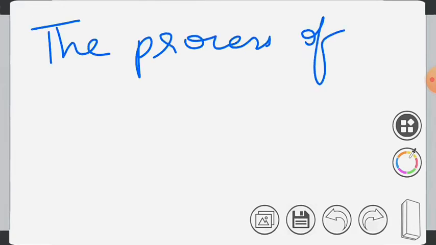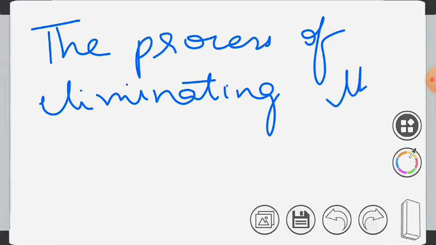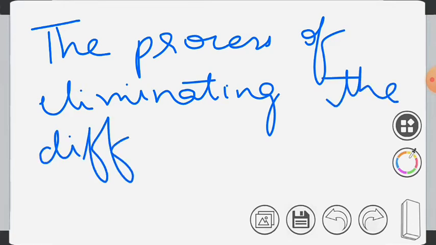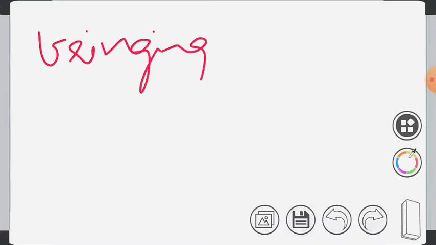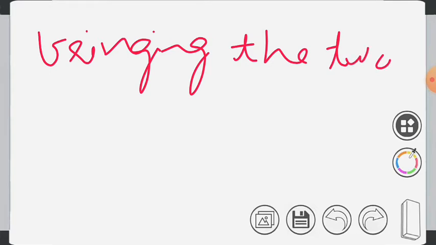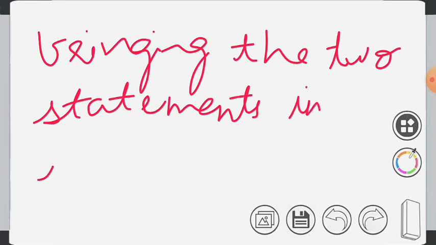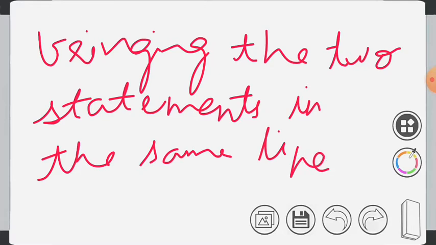The meaning would be the process of eliminating the difference and bringing the two statements in the same line, then it is called reconciliation.